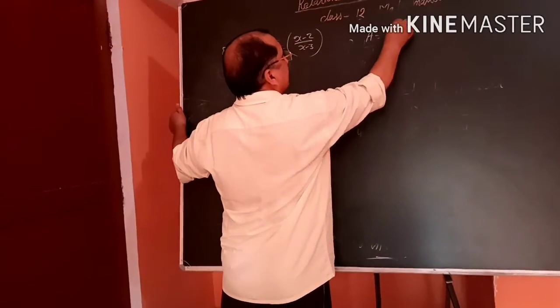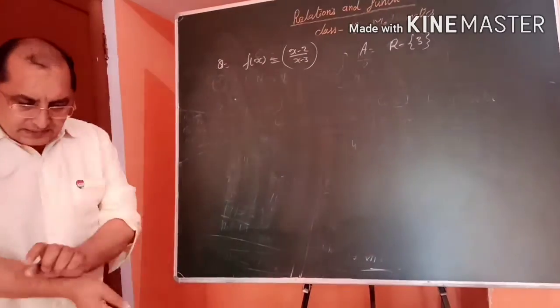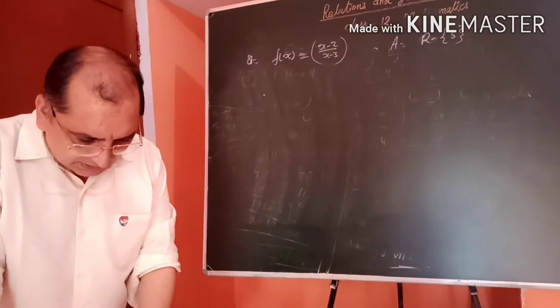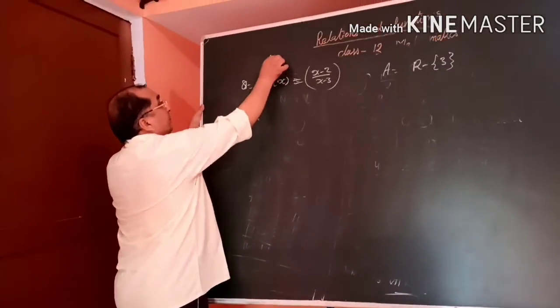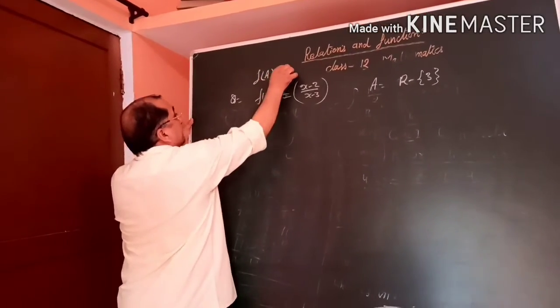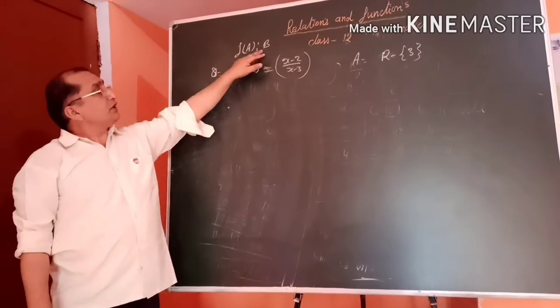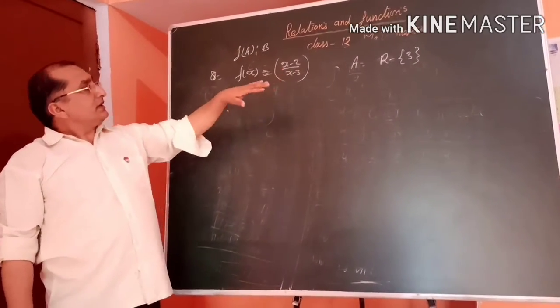A equal to real number minus 3 will come, and we have to find whether f is one-one and onto. Justify your answer, and we have to find the given values. f is a function from A to B. A is the domain part and B is the codomain part.